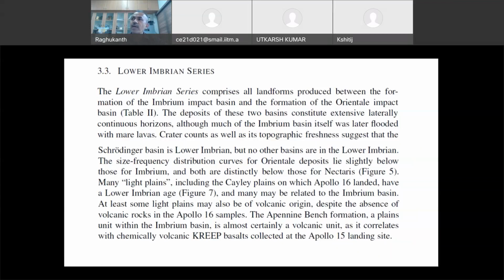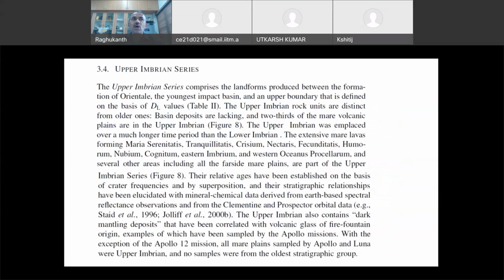So now pre-Nectarian, Nectarian, then the Lower Imbrian series, then they say the Upper Imbrian series also. The extensive maria, Serenitatis, Tranquillitatis, Crisium, Nectaris, Fecunditatis, Nubium, all come under the Upper Imbrian series. This has been done based on crater size frequency distribution, finding N(1), and then correlating with the datasets, that is, with the Apollo missions. So this also has been estimated.